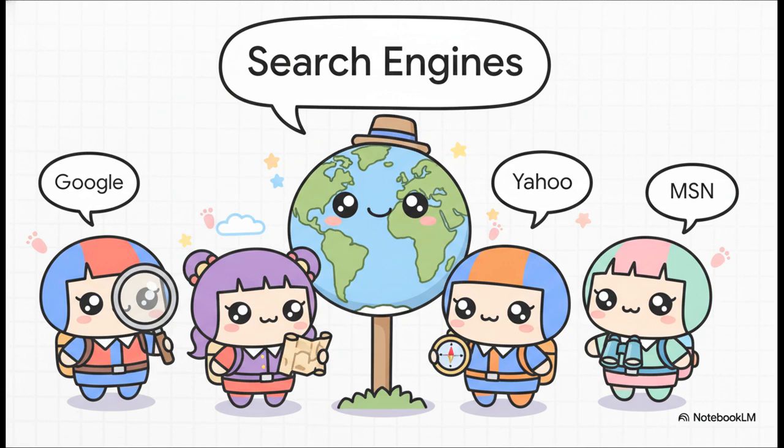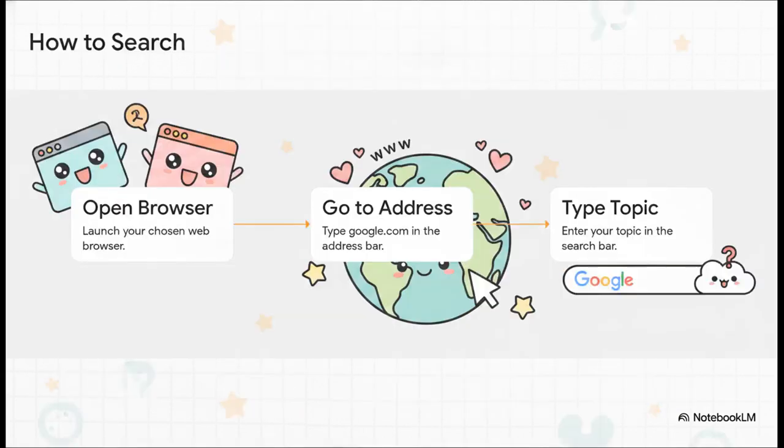Now, I want to draw a really important distinction here. Google is a massive global tech company, right? But Google.com is simply their search engine website. It is just one of many helpful guide websites you can choose to visit using your browser tool. So let's actually walk through exactly how this works in a practical, real-world scenario.